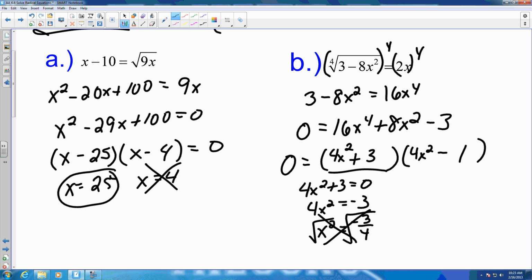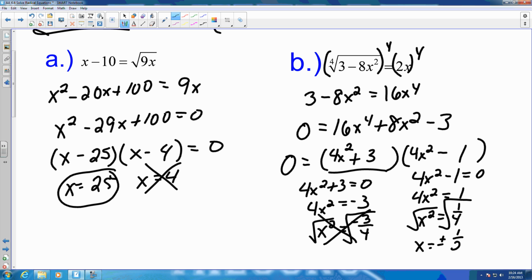If I go to the other parenthesis, I can go 4x squared minus 1 equaling 0, 4x squared equals 1. Then I can go divided by 4, x squared equals 1/4. Taking the square root of both sides, I can say x equals plus or minus 1/2.